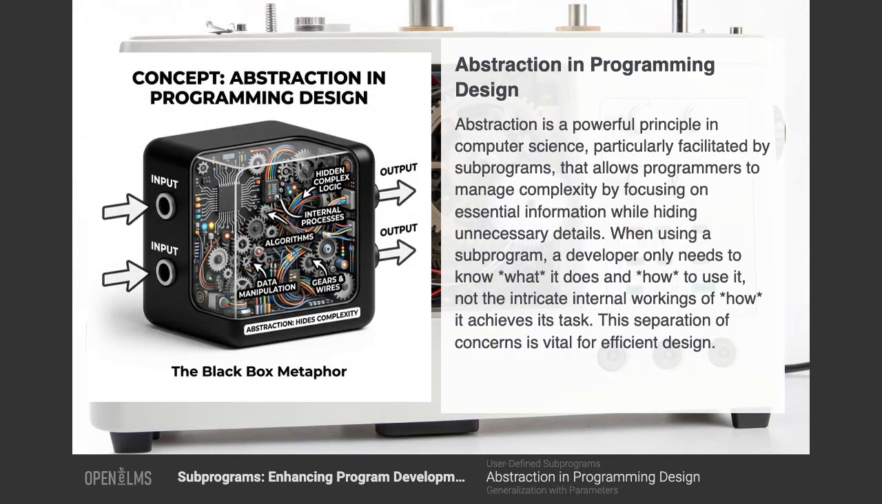Abstraction in programming design. Abstraction is a powerful principle in computer science, particularly facilitated by subprograms, that allows programmers to manage complexity by focusing on essential information while hiding unnecessary details. When using a subprogram, a developer only needs to know what it does and how to use it, not the intricate internal workings of how it achieves its task. This separation of concerns is vital for efficient design.